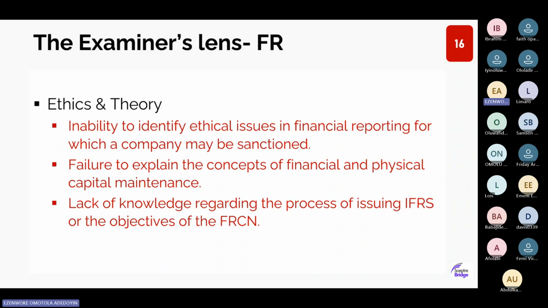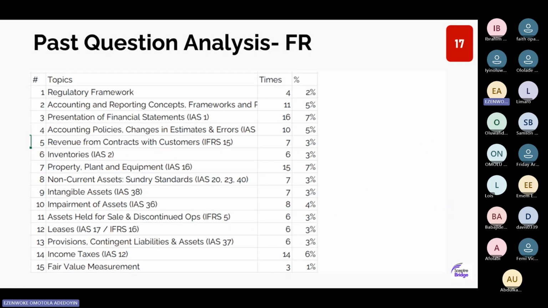It could be because they want to get involved in creative accounting or earnings management or something, and that's why they had to do it that way. So when you think of ethical issues in financial reporting, please always remember your standard. Ask yourself what standard has been referred to here, and once you can pick that standard, mention the standard, mention the number, mention some of the things the standard says concerning issues like this. Once you're doing that, you're good. So always remember that. Let's do a quick question analysis before we go to SBR.